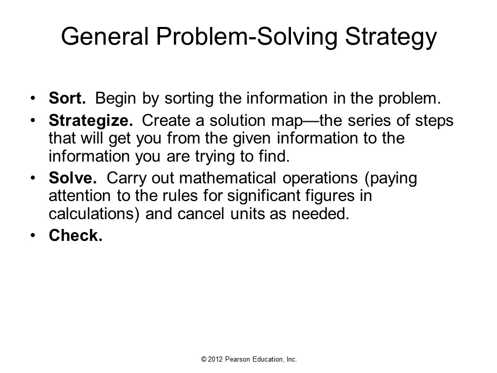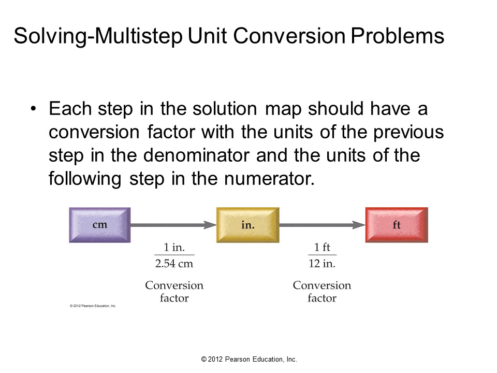So to really solve problems, we need to sort the information in the problem. We have to develop a strategy and draw a solution map, and then we carry out the mathematical operations, paying attention to the rules of significant figures in the calculation, and we cancel the units as needed. Finally, we check our answer. In multi-step conversion, each step in the solution map should have a conversion factor with the units of the previous step in the denominator and the units of the following step in the numerator. And all the conversion factors are equalities that you find by definition.